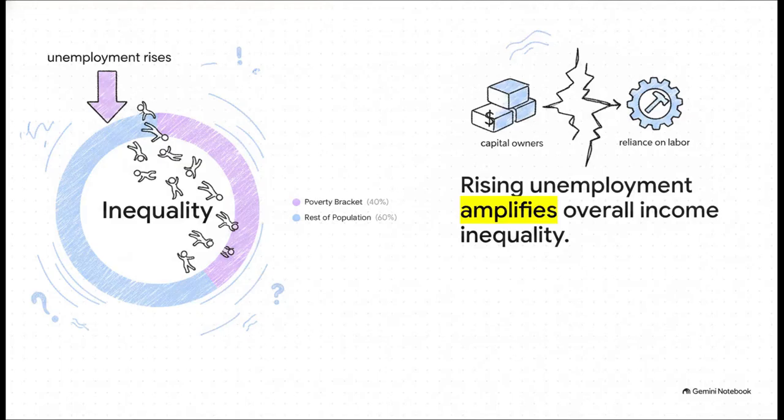During these periods of mass unemployment, the low-income slice of the population expands dramatically. It severely amplifies overall income inequality across the entire nation. The middle class shrinks, and the gap between those who own capital and those who rely entirely on their labor becomes an almost impassable chasm. It's not just some temporary dip in the economic numbers. It is a fundamental restructuring of society's wealth that creates deep, long-lasting economic divisions.